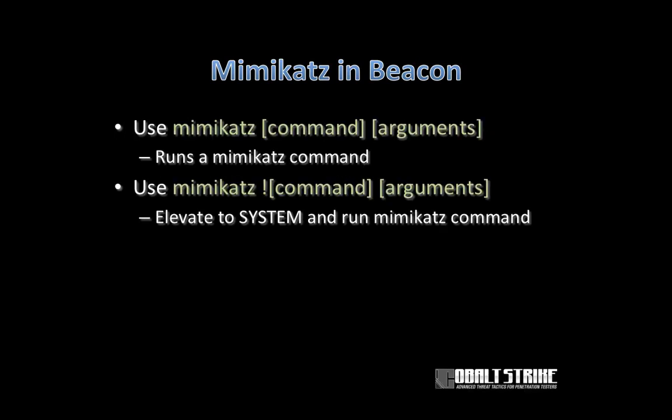you recovered. You can run an arbitrary Mimikatz command in Beacon by just typing mimikatz, the command you want to run, and its arguments, okay? That will pass the command to Mimikatz's command dispatcher and provide the output back to you. You can also do mimikatz exclamation point command arguments, and Mimikatz will elevate to system and run the specified command for you as well. With both hashdump and Mimikatz, Beacon is smart enough to recognize if you're on a 32-bit or a 64-bit system and to deploy the right version of Mimikatz or hashdump for you.